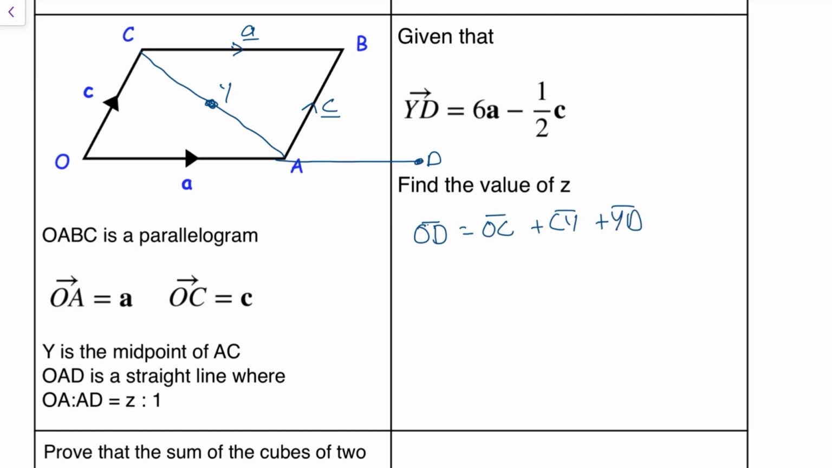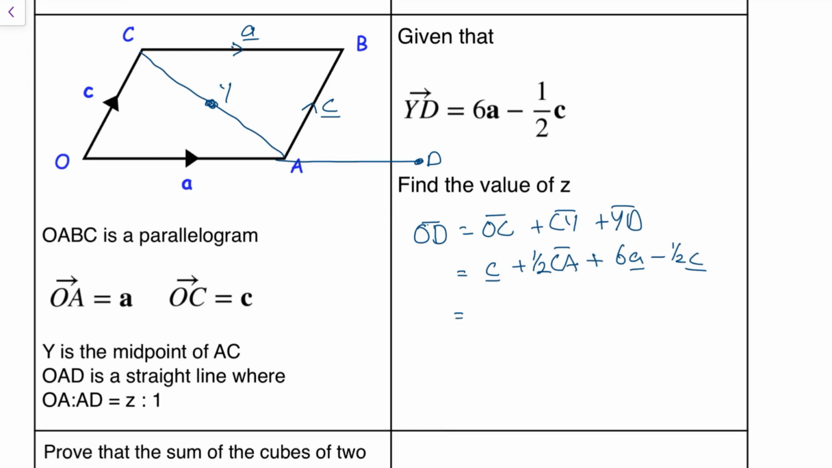I'll clearly have to use the thing I've been given. So O to C, well, that's the easy bit, because O to C is C, and C to Y, well, C to Y from the question is half of C to A. So that's going to be half of C to A. I'll write that down there. And then Y to D that we know is 6A minus a half C. Again, you'll hopefully see where I'm going with this.